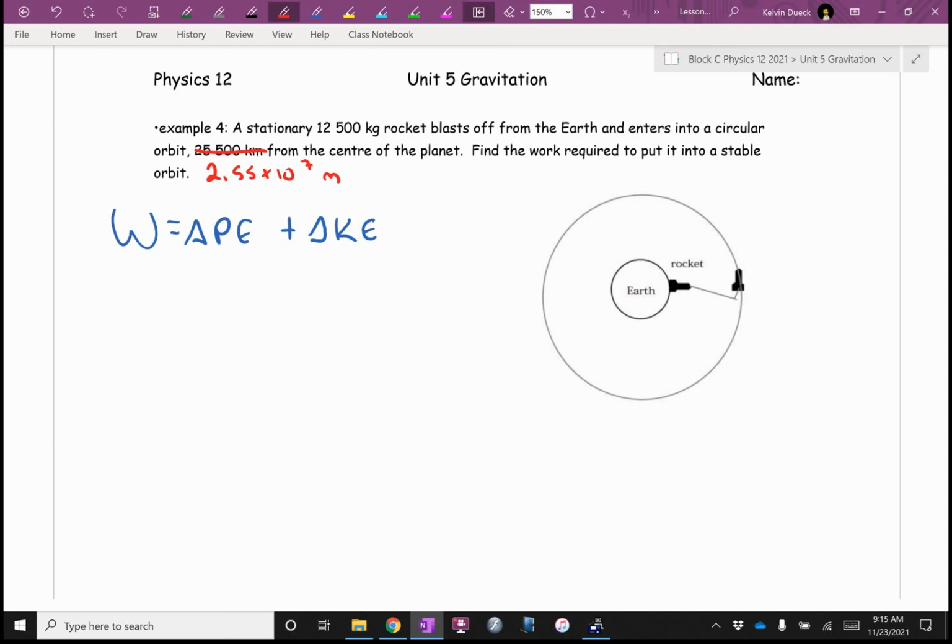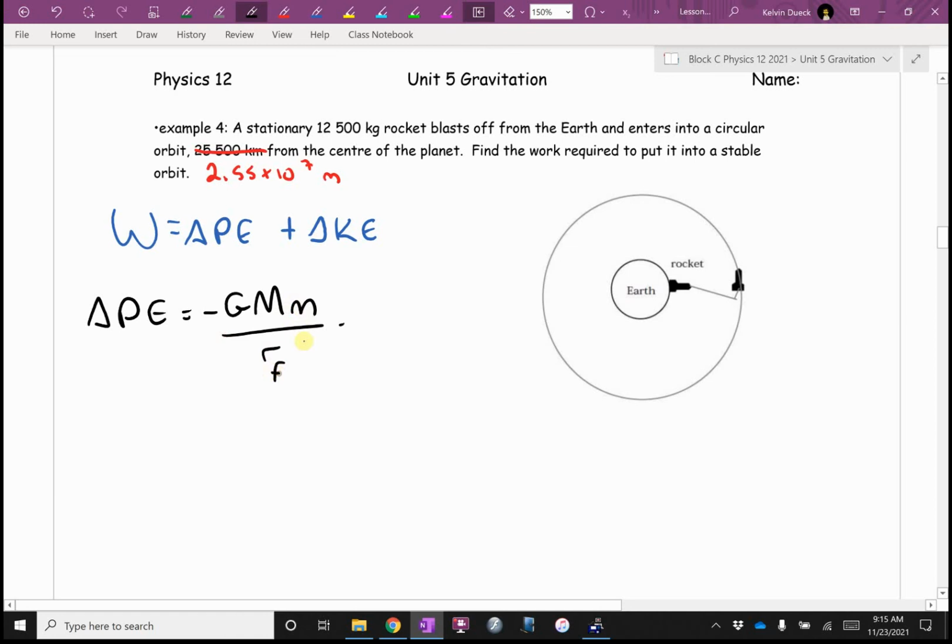Liz, what do you want to find first? Change in potential or change in kinetic? Okay, what's change in anything? It's weird how that's tough to say, but it is. You're not the first student and you won't be the last one. It's going to be negative big G, big M, little m over r final minus negative big G, big M, little m over r initial.